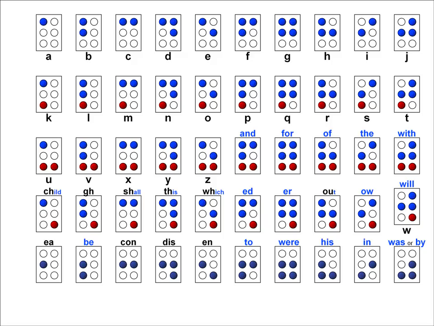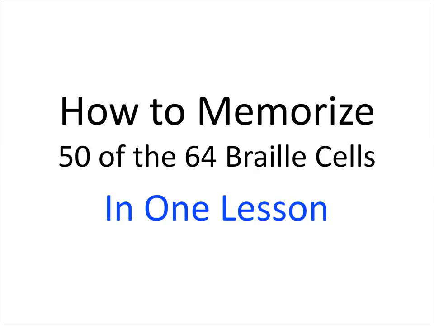On the bottom row, the EN, when used by itself, means enough. Also, there are five double-letter contractions on this row, which fall in the columns you would expect. BB, CC, DD, FF, and GG. These cells, when used in the middle of a word, represent these double-letter contractions. We'll look more at rules of usage in a later video. But for now, you've seen how to memorize 50 of the 64 Braille cells in one lesson.